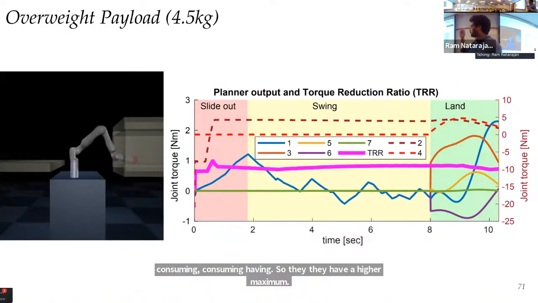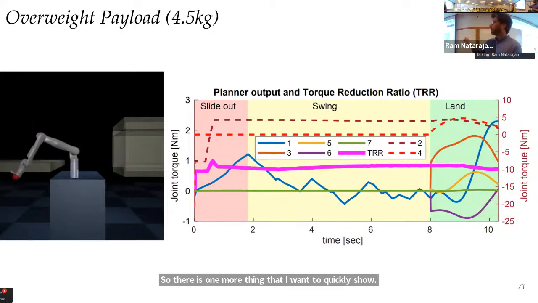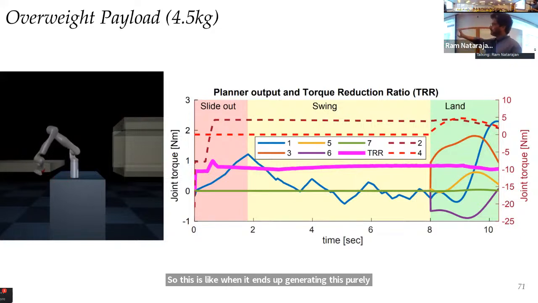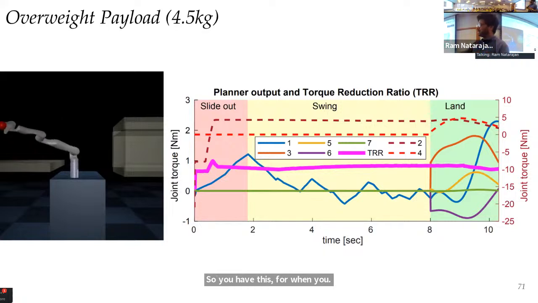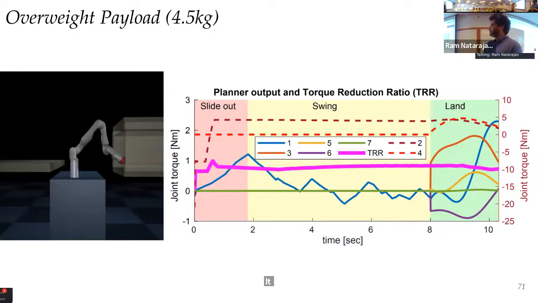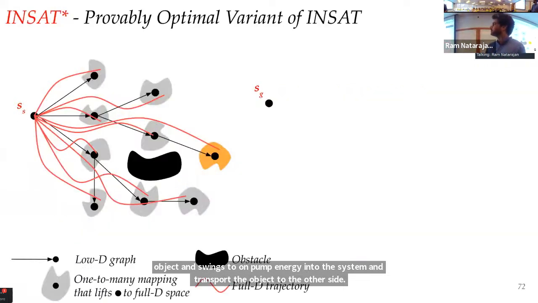So there is one more thing that I wanted to quickly show. This is when it ends up generating this purely dynamic motion of swinging. When you increase the payload to 4.5 kg, it cannot lift the object. So it just pulls out the object and swings to pump energy into the system and transport the object to the other side. It's almost acting like a pendulum to get the object in.